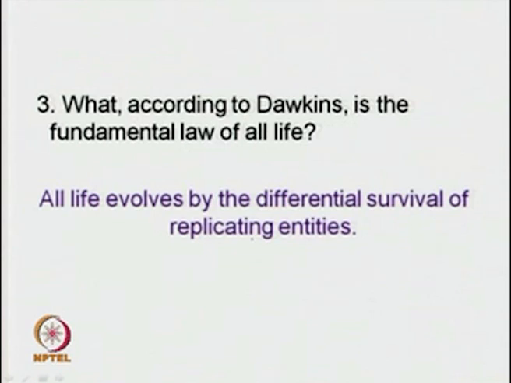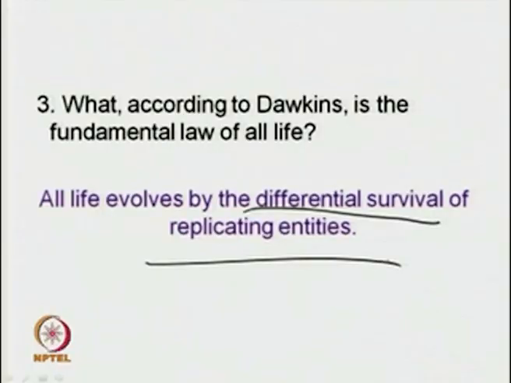Then what, according to Dawkins, is the fundamental law of all life? This is really my favorite: all life evolves by the differential survival of replicating entities. It may be silicon-based life, carbon-based life, it may be the life of the MIM, but the law holds. This is of course not a textbook law, but a formulation given very ingeniously by Darwin, as after all he is a biologist.